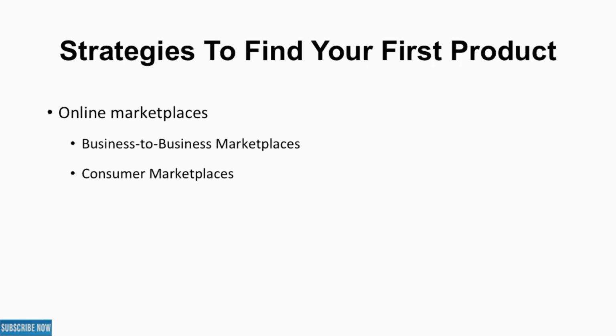eBay is the largest online consumer auction site. You can find some of the most popular product categories on eBay Popular or use eBay Watch Count, which is an online tool that will list the popular items on eBay based on how many people are watching them.